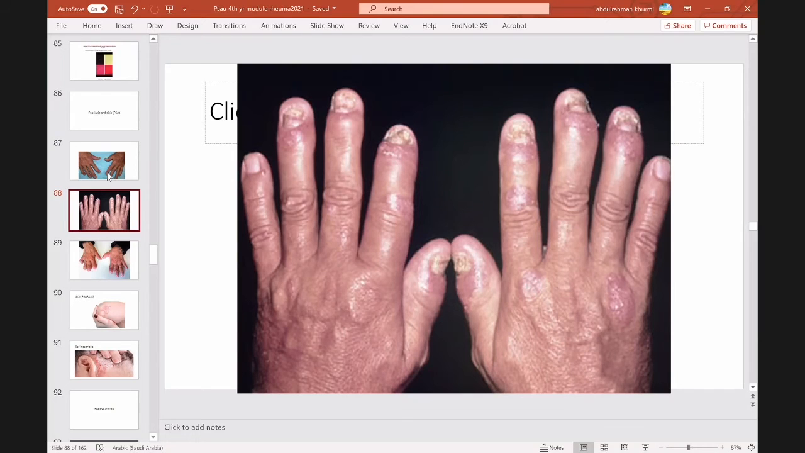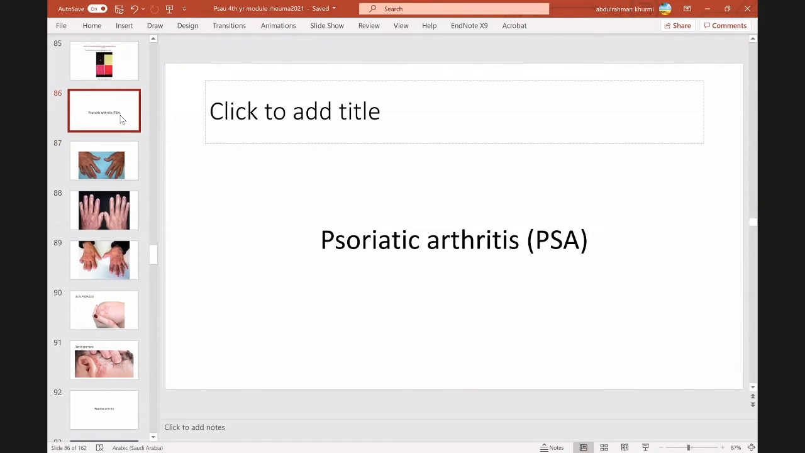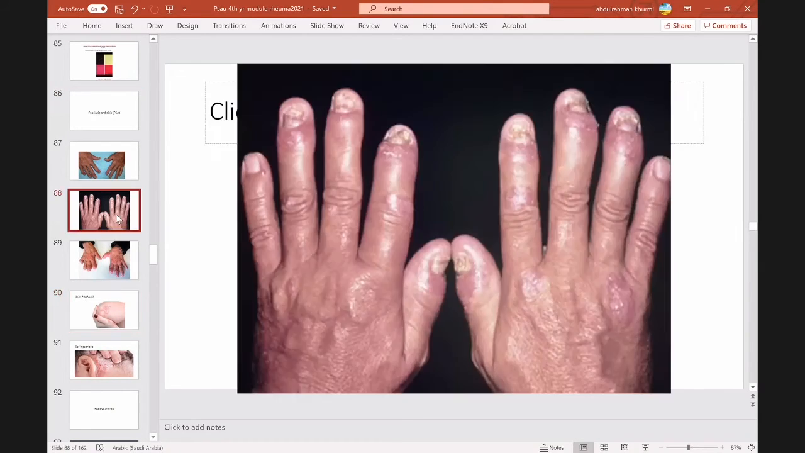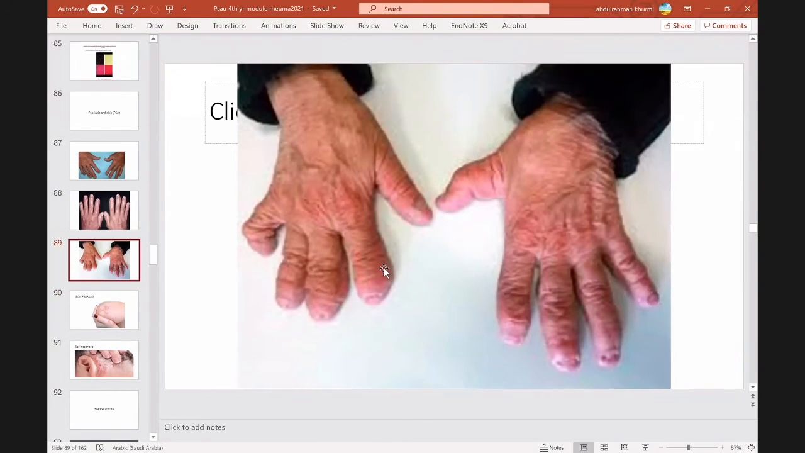What is this disease, Doctor? Psoriatic arthritis. It comes with psoriasis. This is what we call dactylitis or sausage digit, like a sausage. Yes, like a sausage. And it can cause very severe deformity and very aggressive disease, what we call arthritis mutilans. Okay?